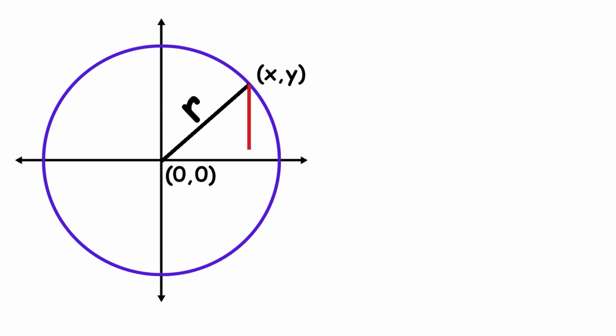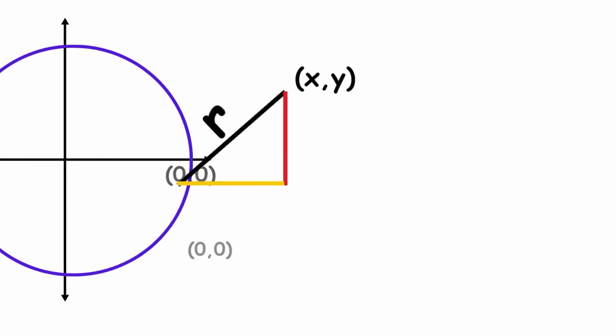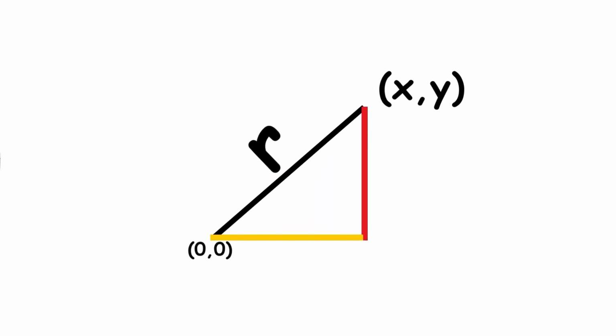Draw a vertical line segment from that point to the x-axis. Then draw a line segment from the point you reached back to the origin. The three line segments form a right triangle. The lengths of its legs are x and y, and the length of its hypotenuse is r.